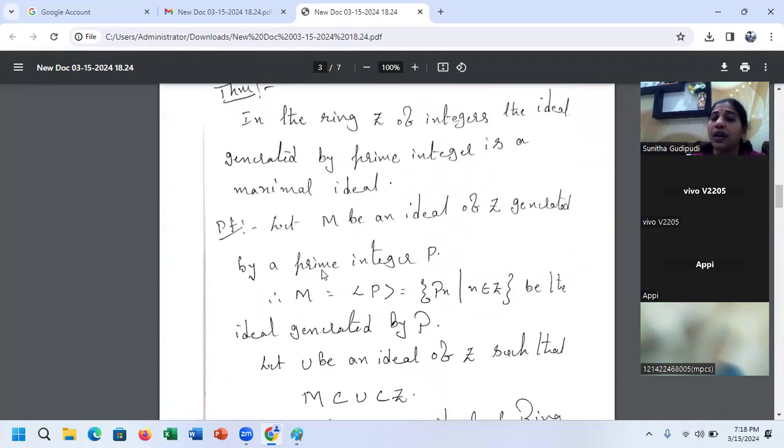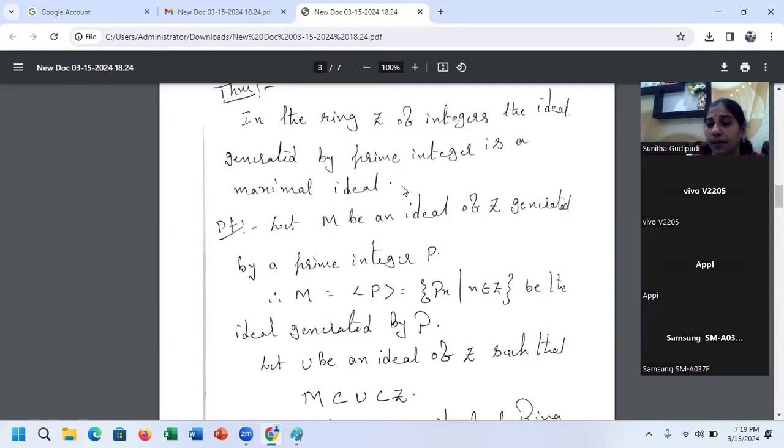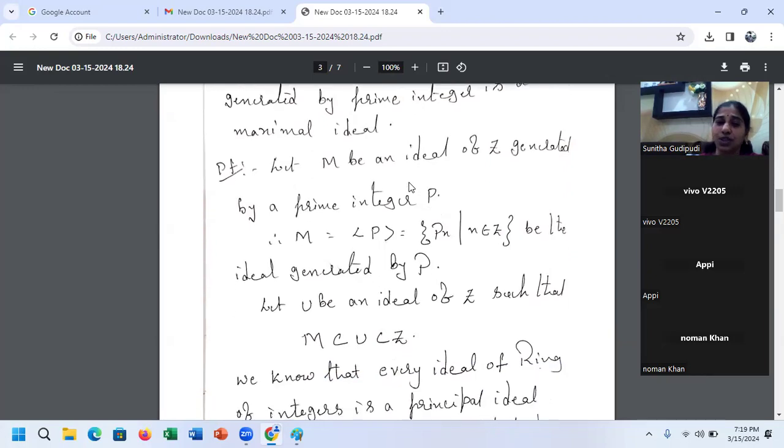So now let's have a look at a theorem with regard to the maximal ideals. What this theorem states is, in the ring of integers, the ideal generated by a prime integer is always a maximal ideal. So the ideal generated by a prime integer always becomes a maximal ideal. So now let us check, is it so or not?